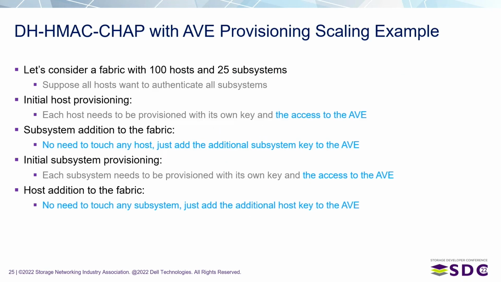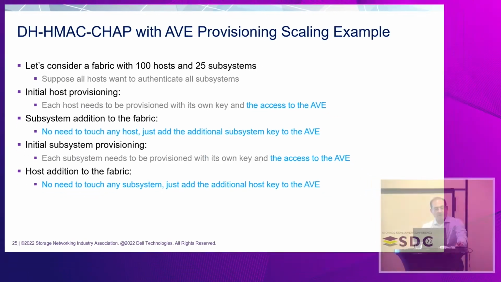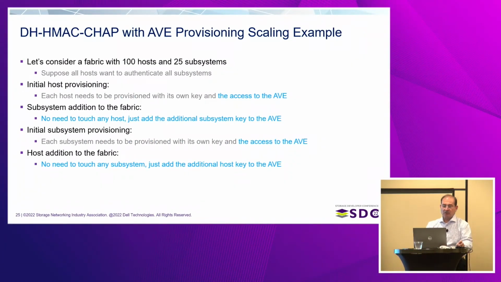So let's look at an example, the same example as before. How does the protocol scale once we have an AV in the picture? Consider the same fabric with 100 hosts and 25 subsystems, and suppose that all hosts want to authenticate all subsystems. Now, each host needs to be provisioned with its own key and a way to access the AV. And if I add a subsystem to the fabric, I don't need to touch any host. I just need to be sure that the additional subsystem key has been added to my centralized verification server, the AV. So I don't need to reprovision anything in the fabric. Same on the other side. For initial subsystem provisioning, I just need to put its own key and a way to access the AV. And when I add a host to the fabric, there is no need to reprovision any subsystem.